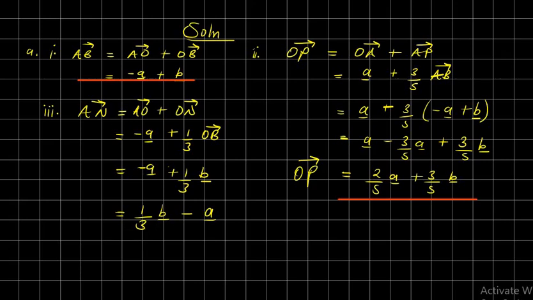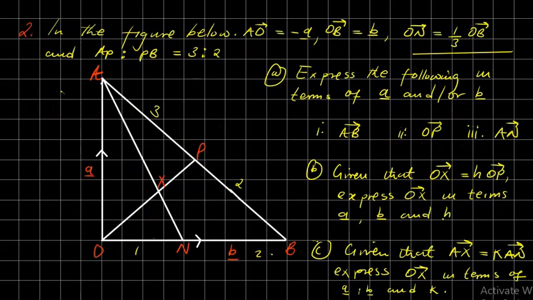So here we are going to just underline it like that and say this is the vector AN. Alright, are we done with the first part of this question, which is part A? Yes, we are done. Let's go to B.